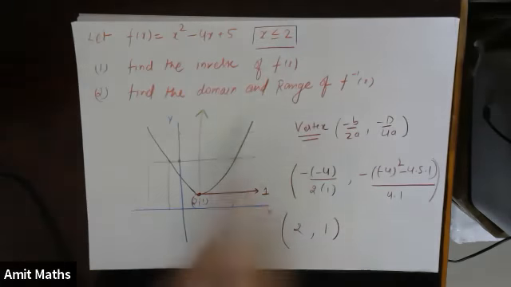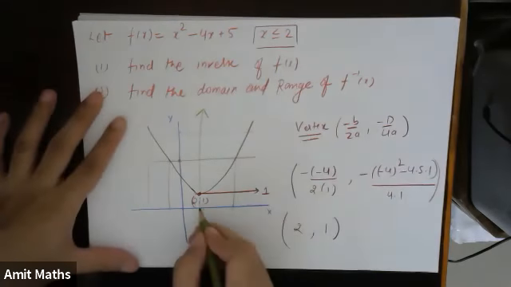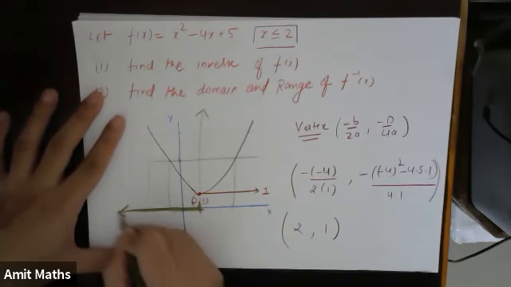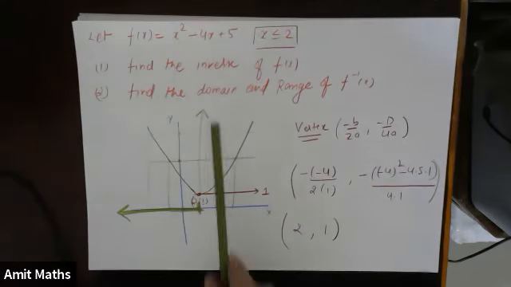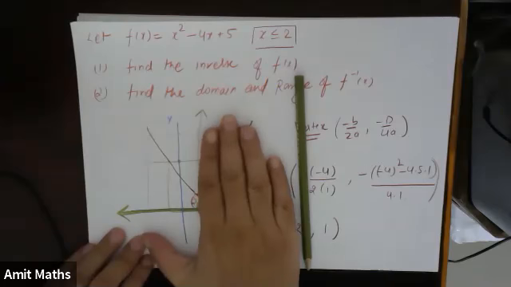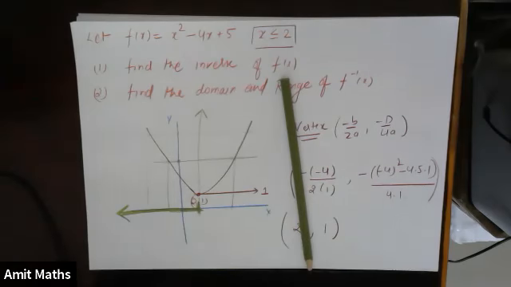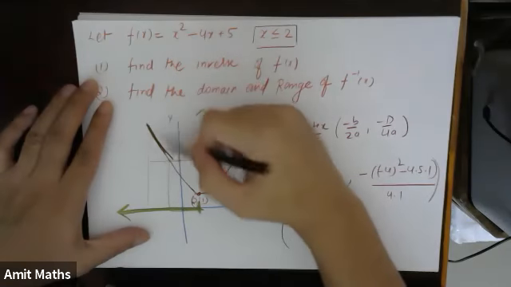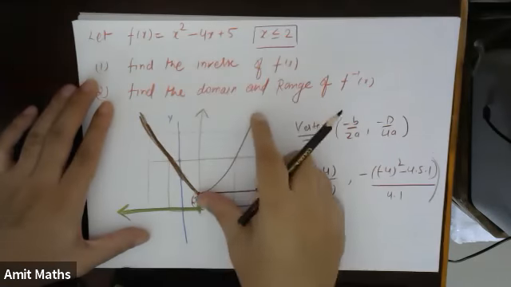But in the question, they have already given that x is less than or equal to 2. That means we have to take all values of x which are less than 2. That means I can completely ignore the right hand side part. The function becomes something like this. The only function which I will be considering is on the left side. I will not consider this other part of the function.